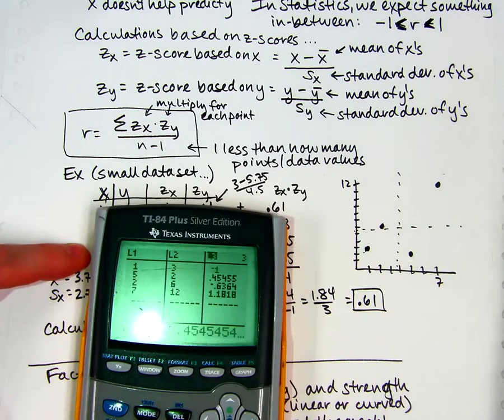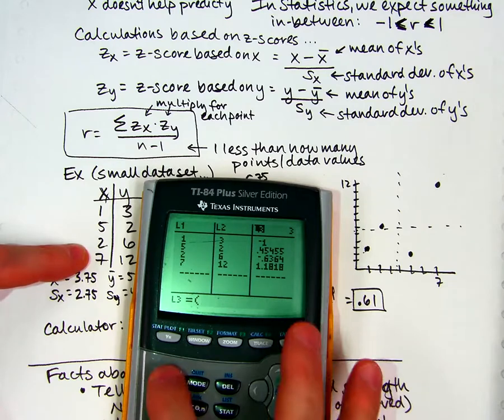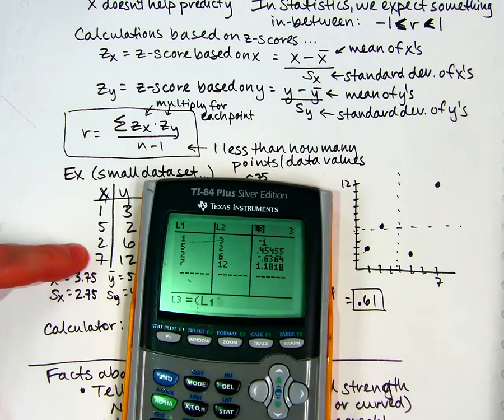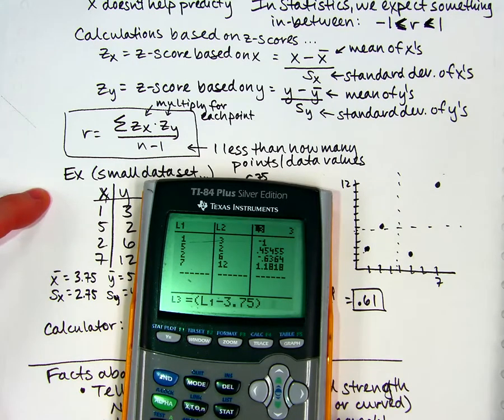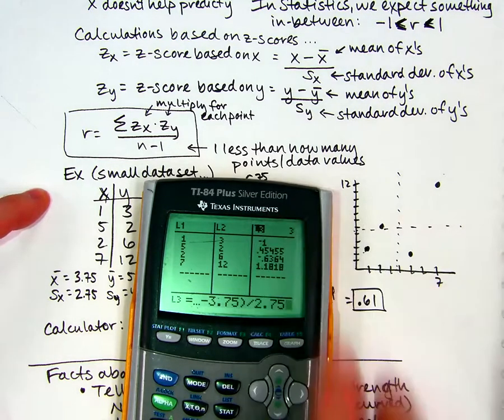I went over to the very top of list 3. In case you didn't know, you can do that. And you can tell it to do parentheses, list 1, that's second one to get to that, minus the mean, which was 3.75, and divided by the 2.75. That's just typing a formula to tell it how to fill in this column.